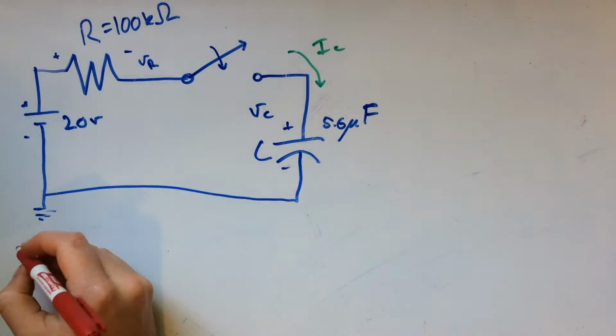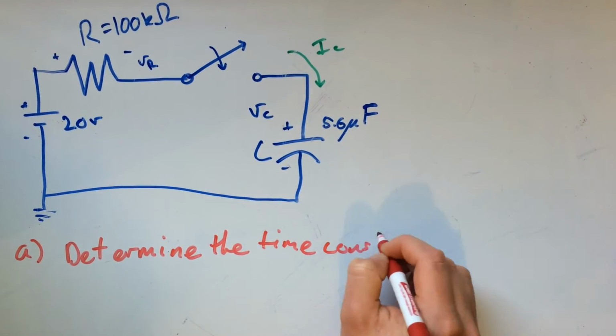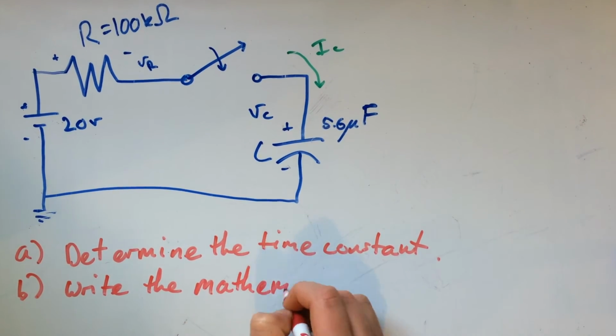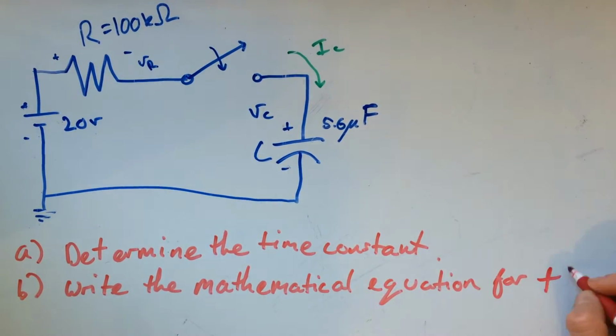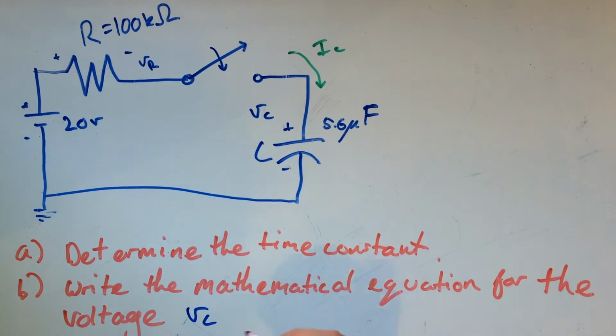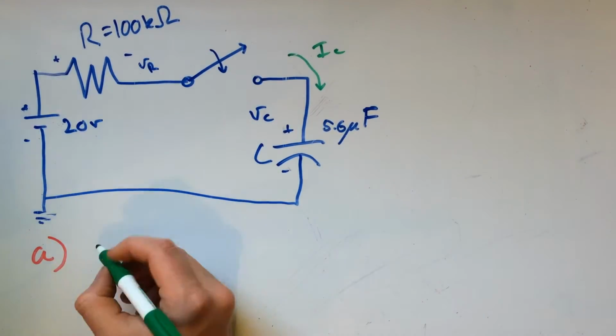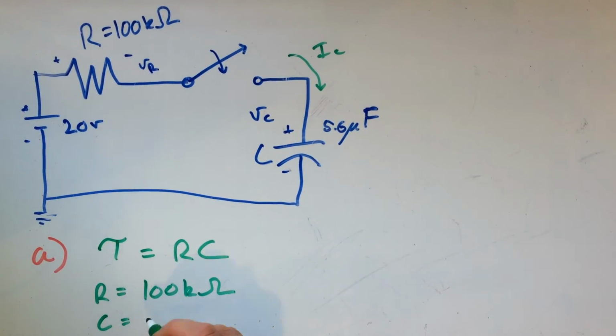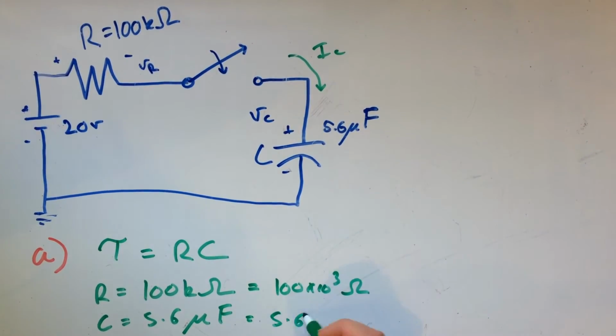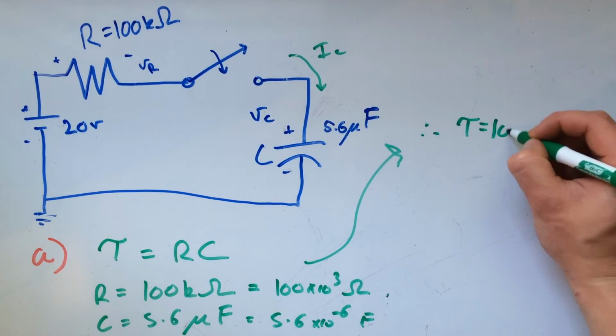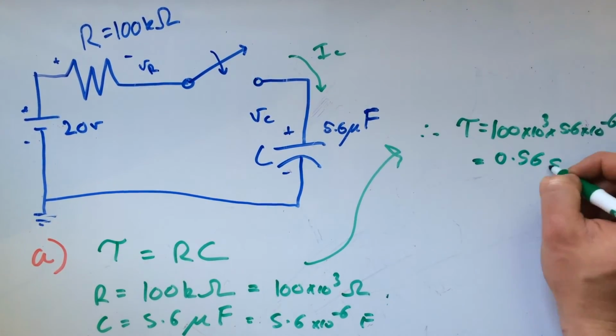Right, let's do a question. Here is a circuit with a series resistor and capacitor and a switch. The resistor is a 100 kilo ohm resistor and the capacitor is a 5.6 microfarad capacitor. The first part of the question is asking to just find the time constant. We do that by simply multiplying the resistance by the capacitance. Be sure to keep everything in SI units.